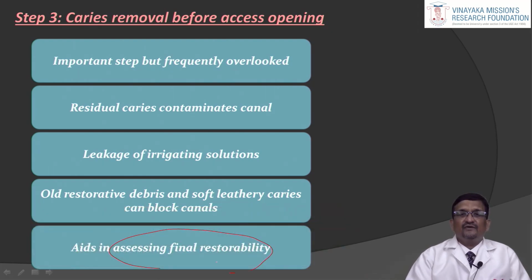You see this? If you don't remove caries, later when you are removing caries, you will end up finding that you need a post and core, etc. All this has to be planned before you even start the case. And if you leave the caries, when you are irrigating, you can find that the irrigants go to the sides. So removal of caries is very, very important.